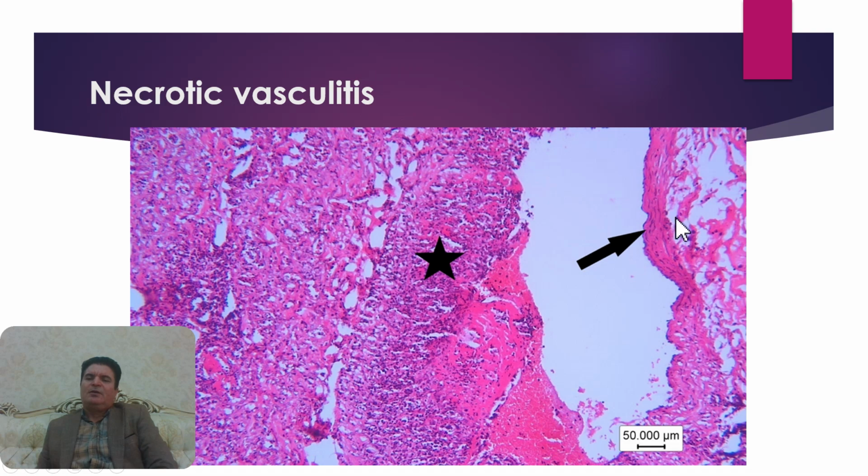Here you can see intact tunica media of a small to medium artery, but here you can see severe necrosis and infiltration of inflammatory cells and thrombus formation.